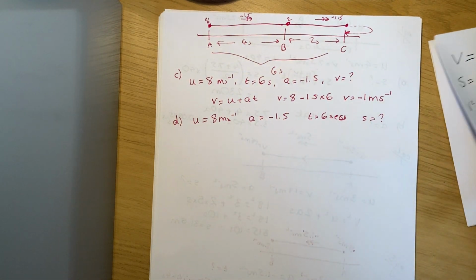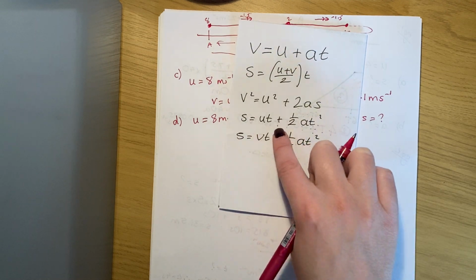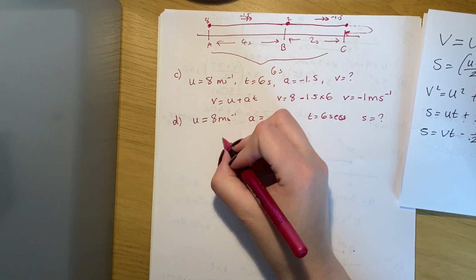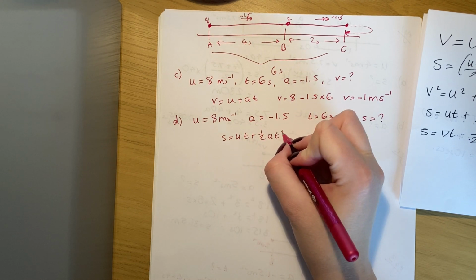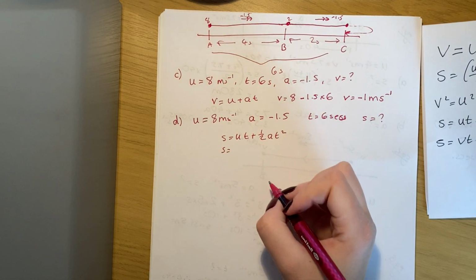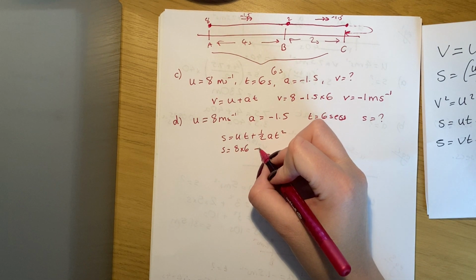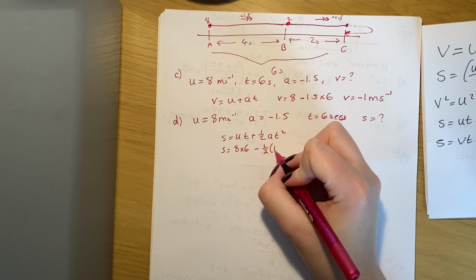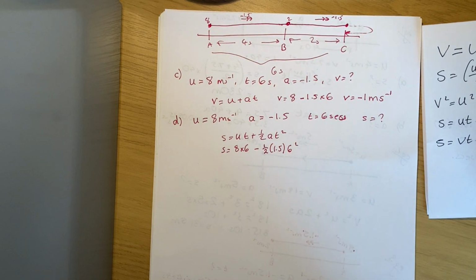So u, a, t and s, it's one we haven't used yet. s, a, u and t. s equals ut plus half at squared. So s is equal to 8 times 6 minus a half times 1.5 times by 6 squared.